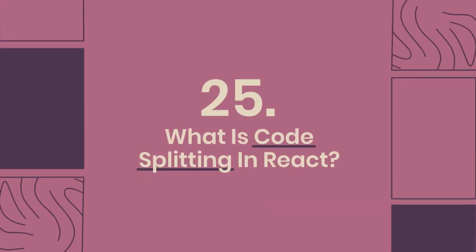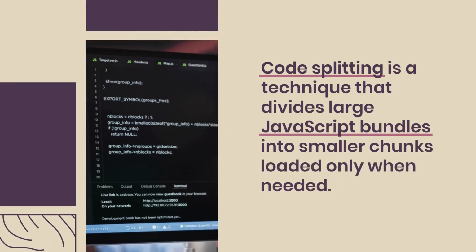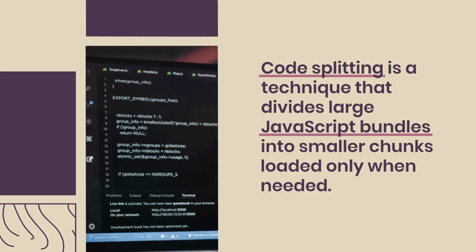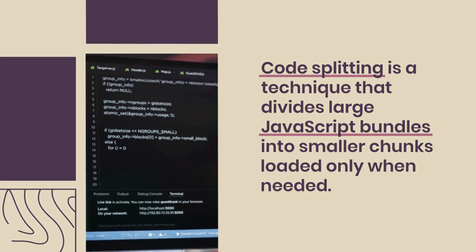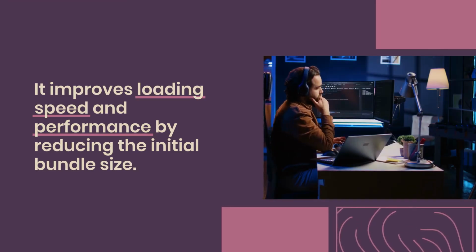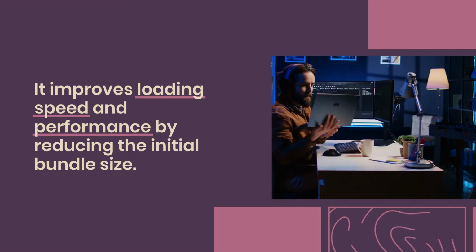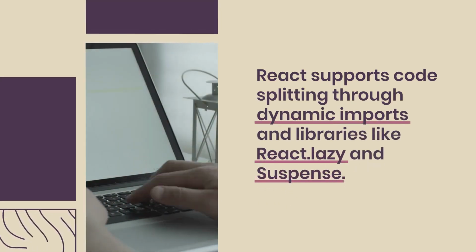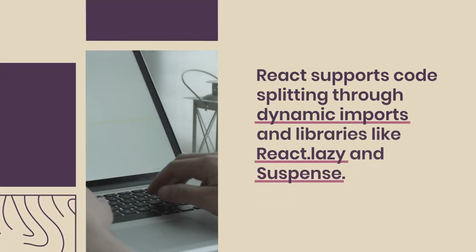25. What is code splitting in React? Code splitting is a technique that divides large JavaScript bundles into smaller chunks loaded only when needed. It improves loading speed and performance by reducing the initial bundle size. React supports code splitting through dynamic imports and libraries like React.lazy and Suspense.